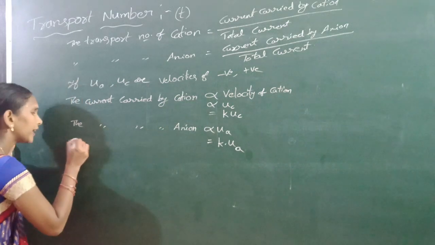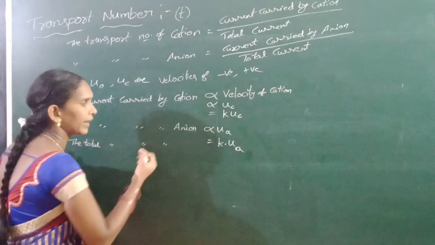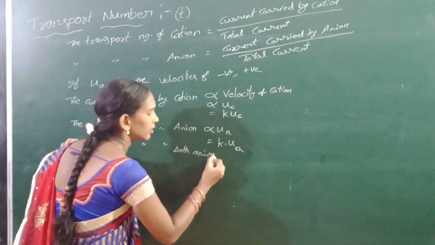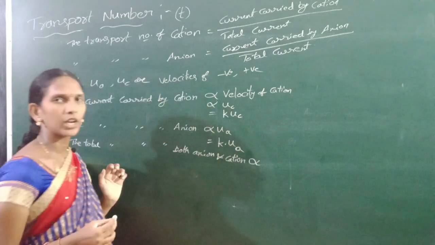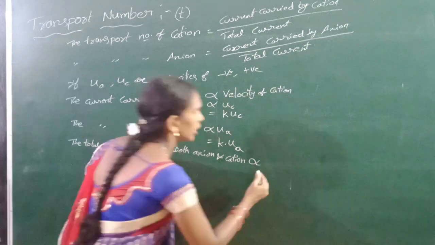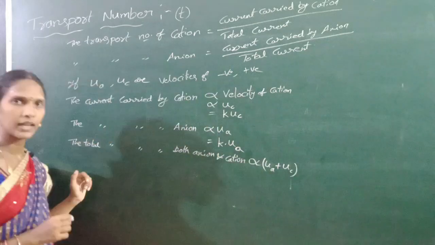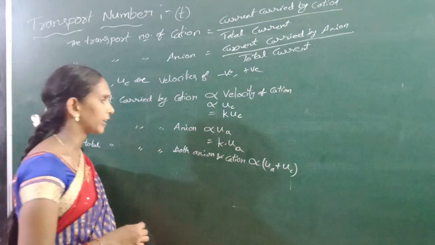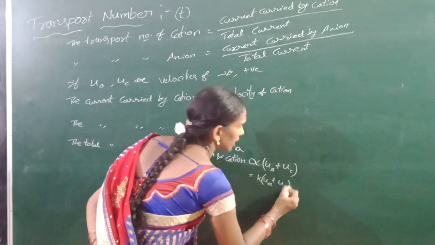Next, the total current carried by both anion and cation is directly proportional to UA plus UC, the sum of velocity of anion and velocity of cation. That is equal to some constant K into UA plus UC.